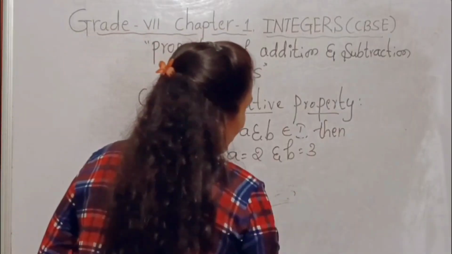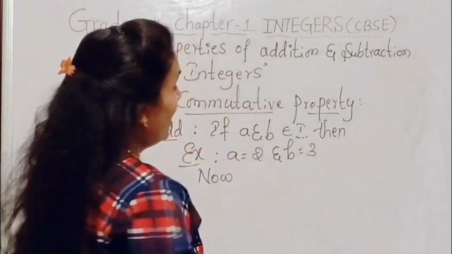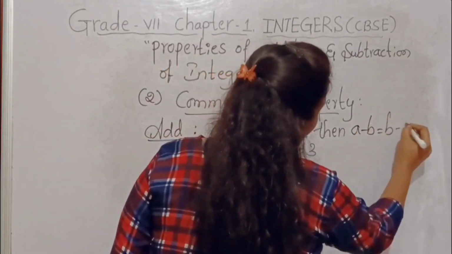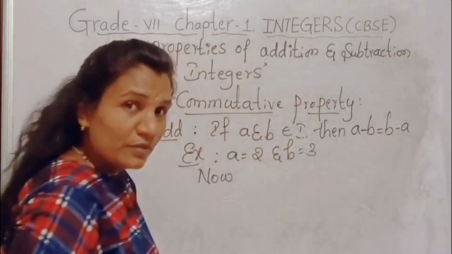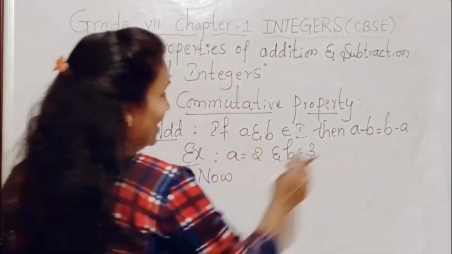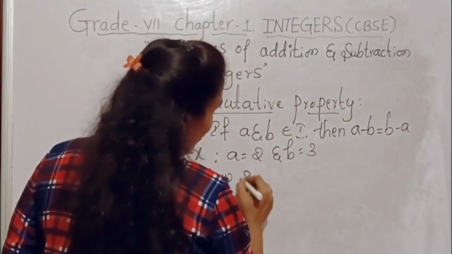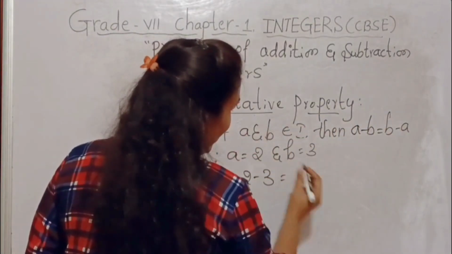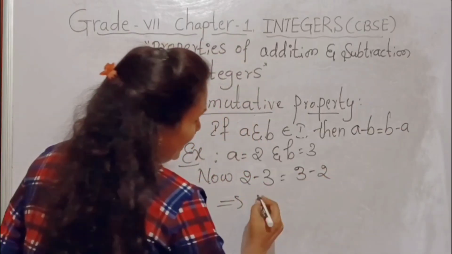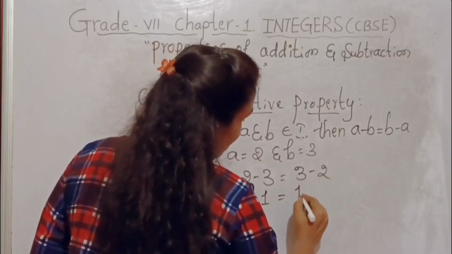I will show you why the commutative property of subtraction will not hold good. A minus B is equal to B minus A. We need to verify this. It will not come equal. Let me check that. A minus B, 2 minus 3, is equal to B minus A, 3 minus 2. See here, 2 minus 3 is minus 1, which is equal to 3 minus 2, that is plus 1.